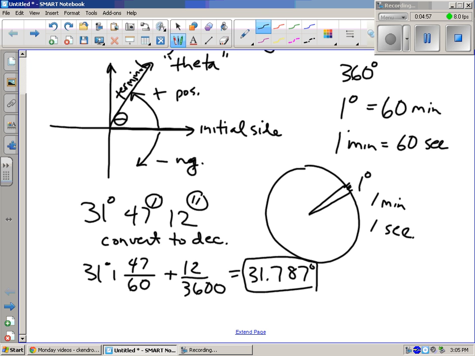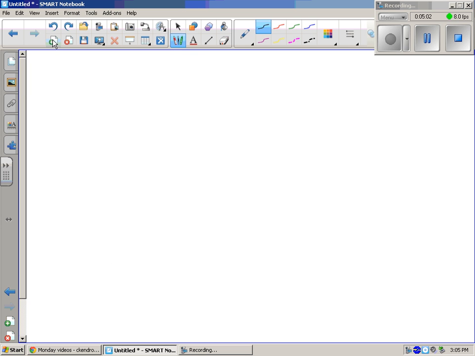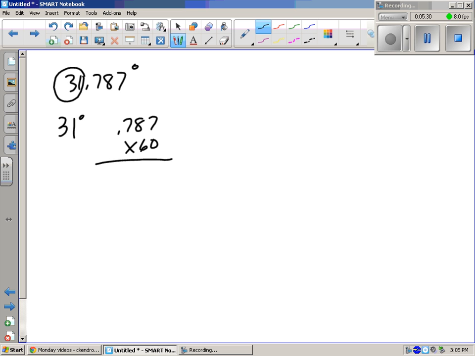Now sometimes you have it in decimals and you need to get back to this point. So let's try one of those. In fact, let's just use the same one we just did. If I have 31.787, now remember that's rounded, so we might not get exactly the same thing we had before. So the process is, this is all a degree, and I know that that's my full amount of degrees. Now I have a decimal of a degree, so instead of dividing by 60, I'm going to multiply by 60, and I get 47.22.